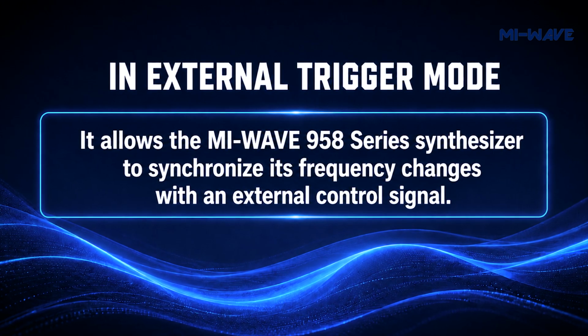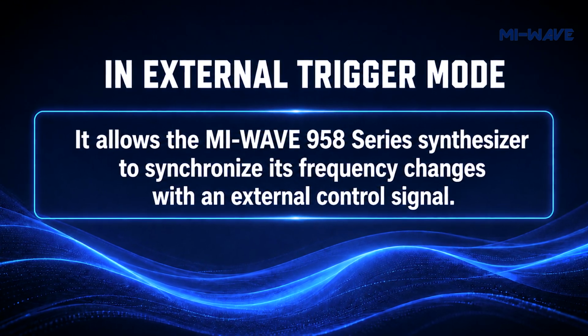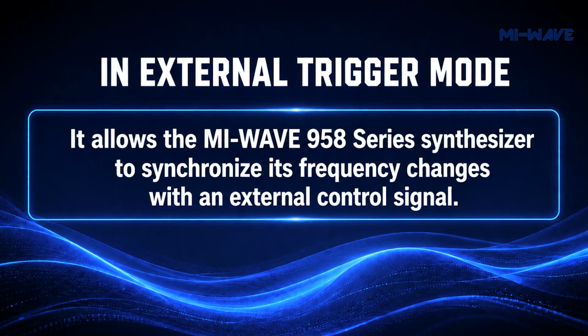In external trigger mode, it allows the synthesizer to synchronize its frequency changes with an external control signal. An external trigger input can be used to precisely control events such as frequency hopping sequences, FSK modulation patterns, automated RF test sequences, radar timing synchronization, and communication system testing. The external trigger provides accurate timing control, allowing the synthesizer to change frequencies at a specific moment defined by external equipment.